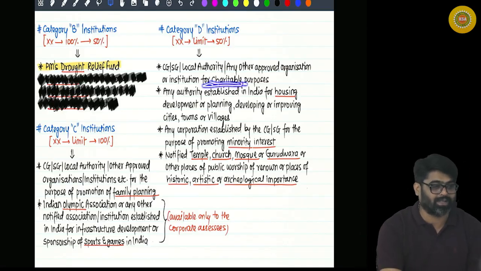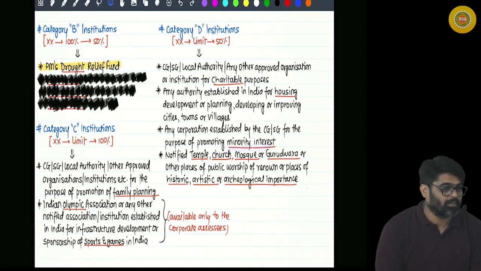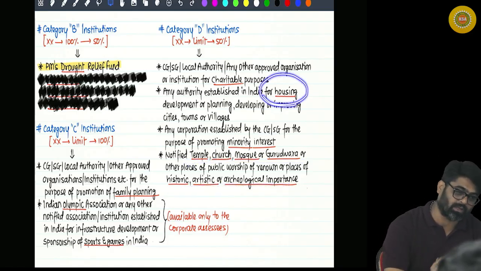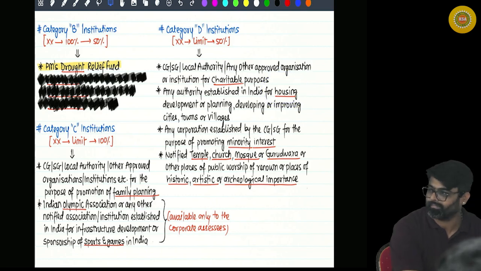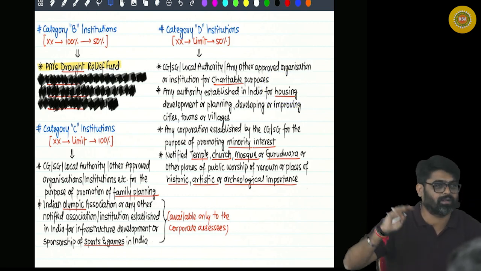I will do charity. I will do something for the minority interest. I will go to temple, church, Gurudwara. I will visit historic, artistic places, and again come back to my house and I will sleep. Done. All the four categories are done.